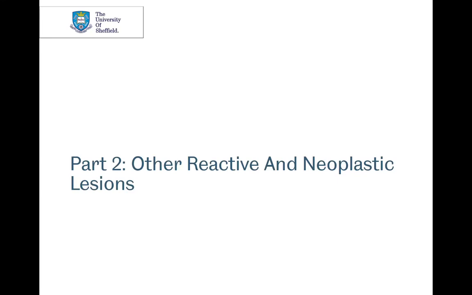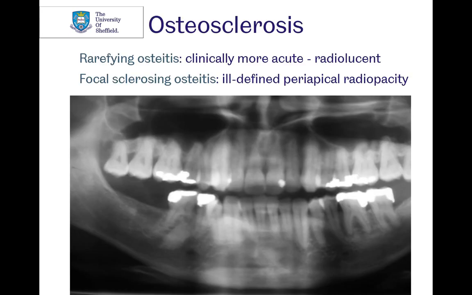In part 2 of this lecture on periapical pathology, we're going to have a look at a number of other reactive and neoplastic conditions which may affect the periapical tissues. We've had a look at the periodontal ligament space itself, but of course the periodontal ligament is surrounded by bone, and in relation to infection and inflammation, the bone immediately surrounding the apex of teeth can also respond.